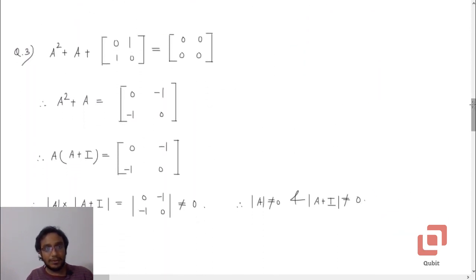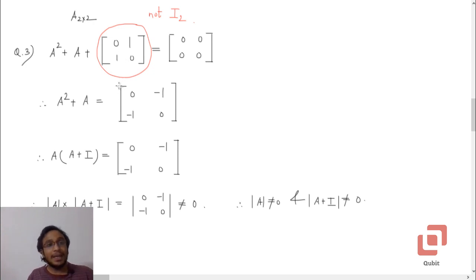Let's go to this question. Now this question was based on matrices. You were given a 2 by 2 matrix. Well, not given, but you are just given its order. And this matrix equation was given: A squared plus A plus [0 1; 1 0] equal to the null matrix. Now some of you sent me the question with this being the identity matrix, but as confirmed by some other students, it was not identity but [0 1; 1 0]. Well, the identity matrix with its rows interchanged.